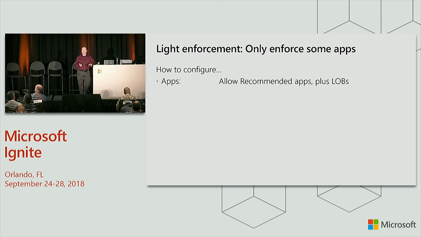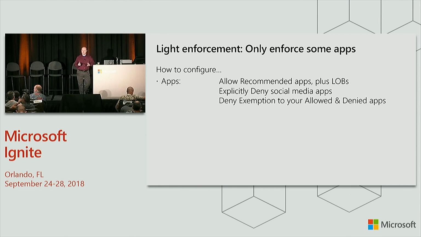I take all of the recommended apps and put those in your allowed list. And now you can add your line of business applications. You should explicitly deny social media apps. And then this is a bit of a trick. Deny the exemption to any of your allowed and denied applications. Exemption supersedes allow. So why would I do this? Because you're going to exempt everything else. I call this the exempt star configuration.